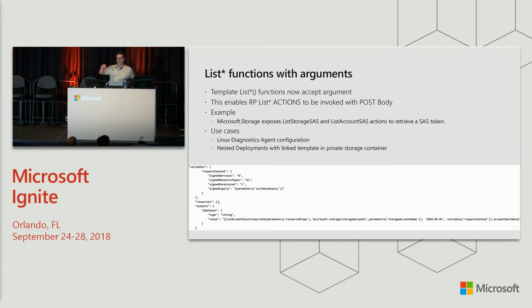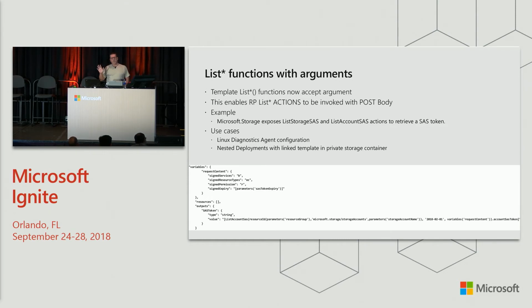So what we've done is enabled the ability to pass data from the template into the RP in order to generate a response. So what that means is now you can, for example, use this capability to stage nested deployment templates into a private storage container. And then from inside of the template generate a SAS token for ARM to use to access that thing, and you don't have to make them public, or you don't have to generate a SAS token outside and pass it in.